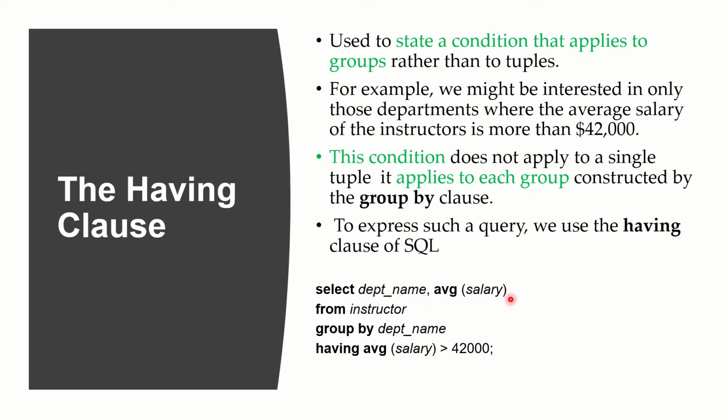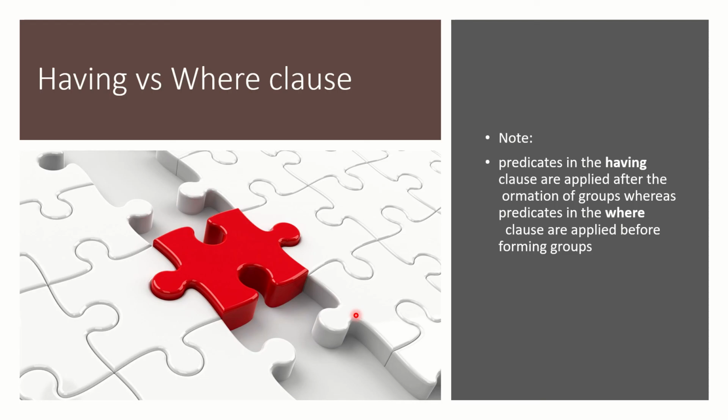Select department name, avg salary from instructor. So this will output the department name along with the average salary department wise. From instructor, group by department name. We know that first of all we have to group by department, and only after that we will apply the condition having avg salary greater than 42,000. So first the table will be grouped department wise. Then the average salary will be evaluated. Then that average salary will be checked against this condition, and if the condition is true, only then the department name and corresponding average salary will be output.